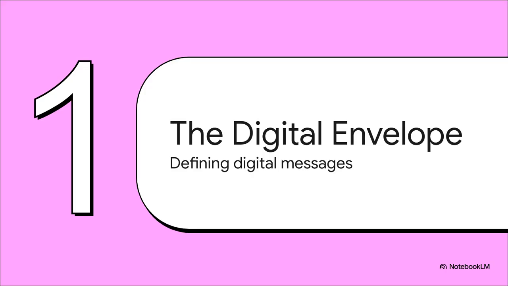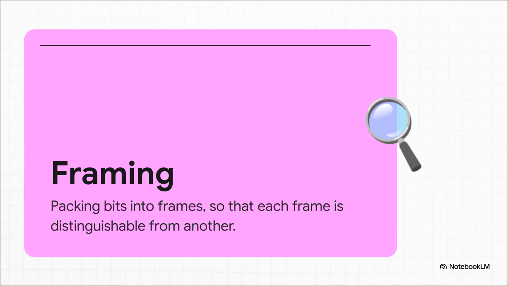Part 1, the digital envelope. We're going to solve that first big problem. How do we stop all our data from just blurring into one long, useless stream of ones and zeros? The technical, kind of fancy term for creating this digital envelope is framing, and it's really just the process of taking raw data and packing it into these neat little bundles called frames so the computer on the other end can actually tell them apart.